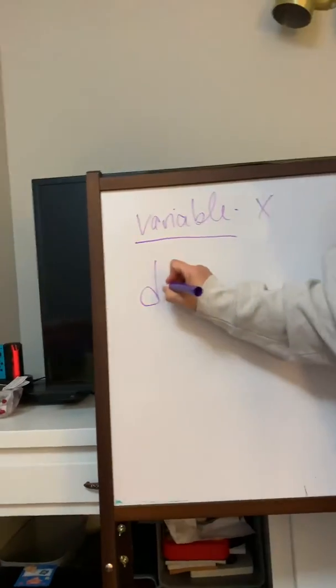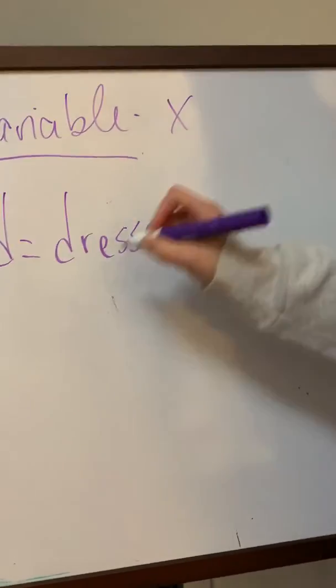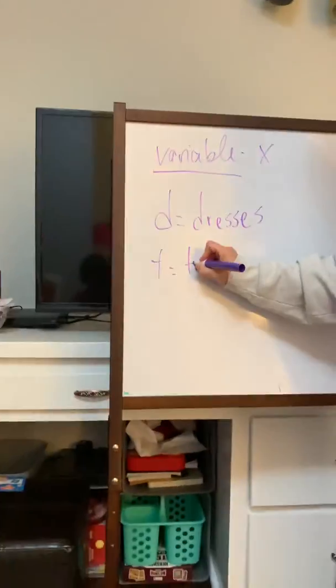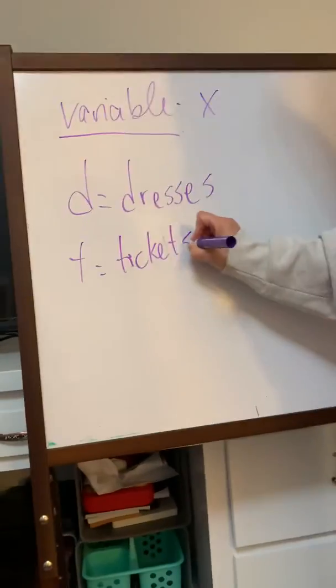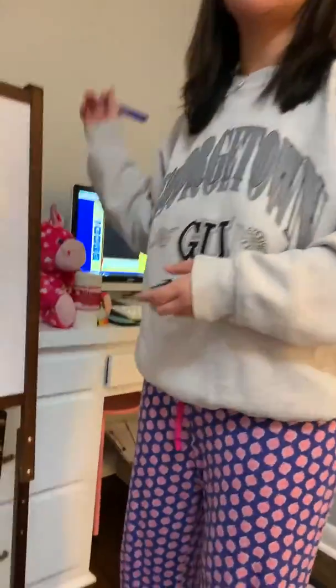For example, if you wanted to figure out how many dresses you wanted to buy, you could represent it with the letter D. If you wanted to see how many tickets you could buy to go to the movie, you could represent it with the letter T. Now, here's the most fascinating thing. You have no idea whatsoever what this word is going to represent. What is this word again? Let's say it together. Variable. One more time. Variable. So the letter represents a number, but we don't know what it is.